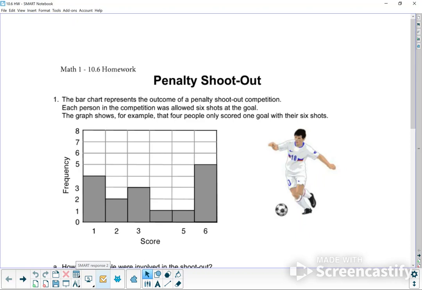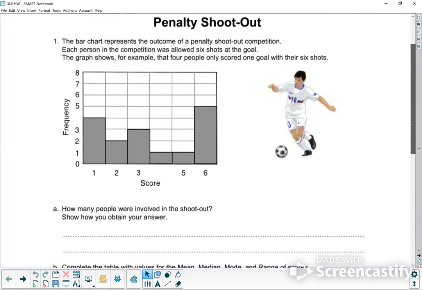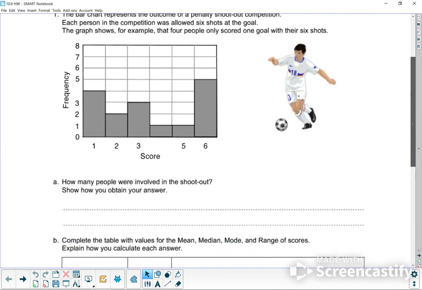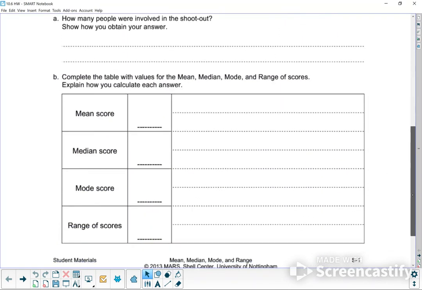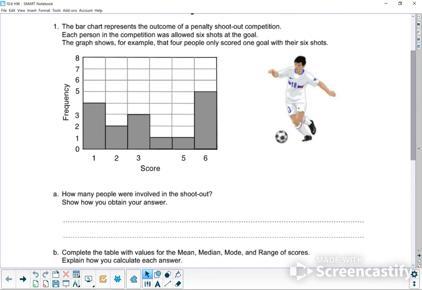All right, folks, let's go ahead and do this last homework assignment for chapter 10. So this is 10.6 homework. Tonight you only have one page, right? So you're going to go ahead and analyze these histograms and these data and this information and try to answer the questions about this.